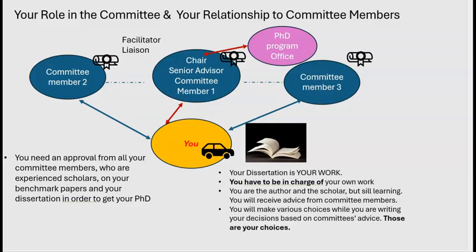And even though committee members would give you guidance and advice, ultimately your dissertation or your benchmark papers are your work. This means that you will be asked to make various choices while you're writing your dissertation or conducting your research study based on your committee's advice. And then you are expected to explain the choices you ultimately make. In other words, you cannot say, I decided to do this because committee member one told me to do so. It has to be your choice, and you have to defend your choice.